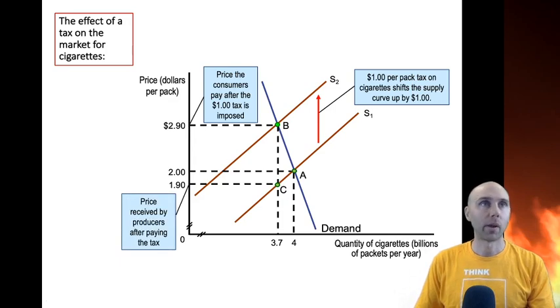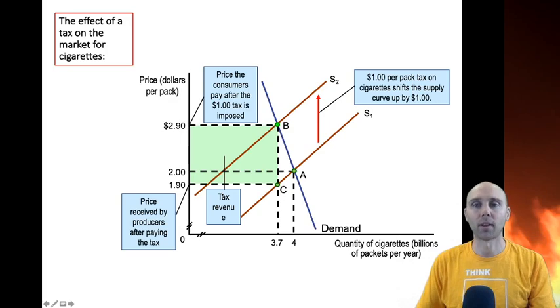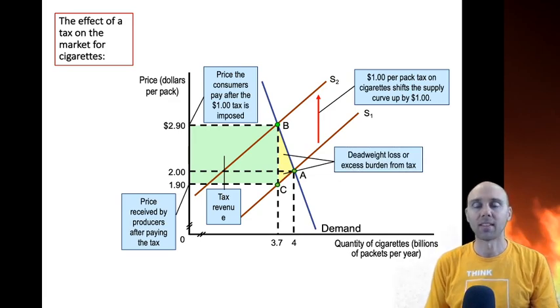What about the tax revenue? Can you work that out by now, where the tax revenue is? Well, that's going to be equal to the tax per unit times the number of units. The tax per unit is $1, the number of units is 3.7 billion packets, but we can also just draw that as the rectangle made up of this product. And the deadweight loss, as I mentioned, is this triangle A, B, and C.